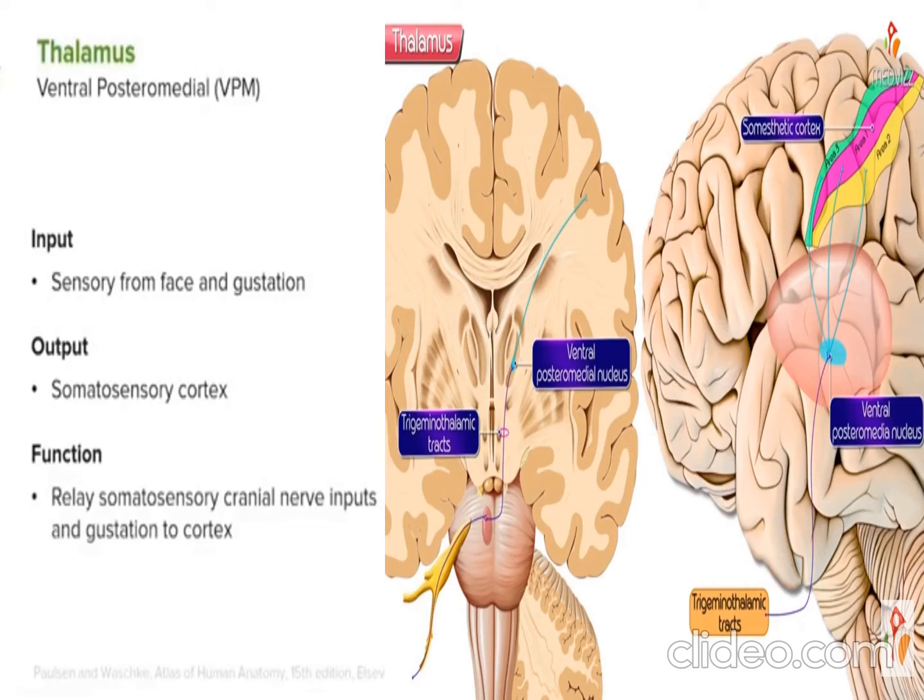Now the next is ventral posteromedial nucleus. This receives general sensation, that is pain, temperature, touch and proprioception, only from the head through the trigeminothalamic tract, and it also receives gustatory fibers from the nucleus of tractus solitarius through the solitariothalamic tract, and it sends its efferent to the sensory cortex of the parietal lobe, that is to the area 3, 1 and 2. These last, that is ventroposterolateral and the ventroposteromedial nucleus, are very important nuclei because their major function is doing sensory integration.